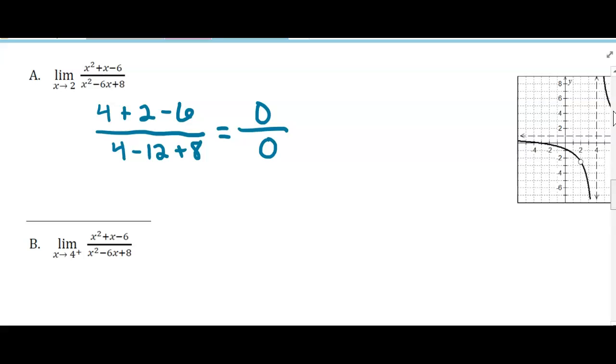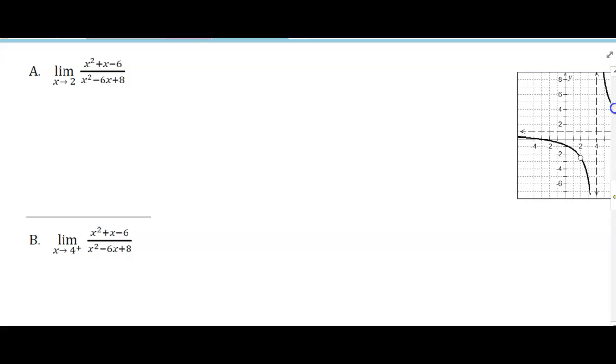So I'm going to go ahead and erase this, and we're going to factor. If I'm looking at my numerator, looking for two numbers that multiply to negative 6, add to positive 1, looks like that's going to be a 3 and a negative 2.